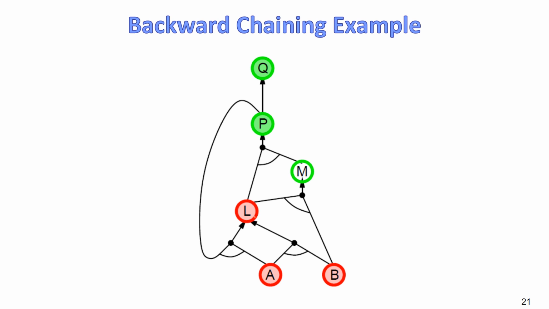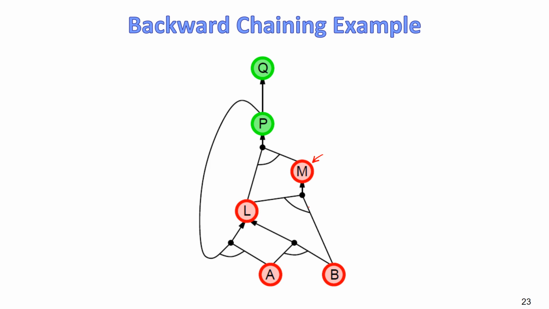Now M is on the stack. M on the stack means that when we get it out of the stack, we will add its sub goals, which are L and B. Now L and B will be considered. L and B are known already, so that means that M also will be activated.